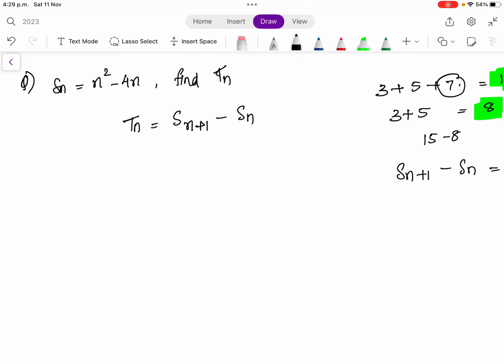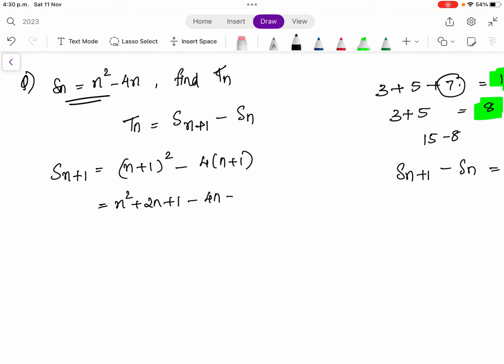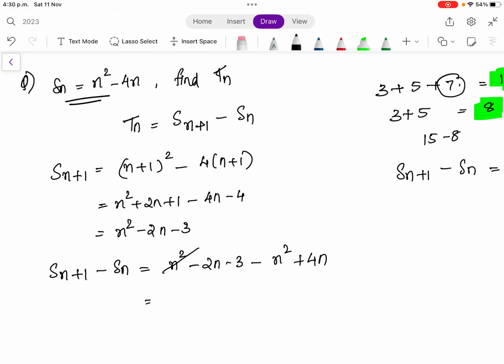So now you have Sn is equal to n square minus 4n. So Sn plus 1 will be equal to n plus 1 the whole square minus 4 into n plus 1. So let me just simplify it. n square plus 2n plus 1 minus 4n minus 4, that is equal to n square minus 2n minus 3. So that is Sn plus 1, and Sn you have n square minus 4n. So Sn plus 1 minus Sn will be equal to n square minus 2n minus 3 minus n square plus 4n, that is equal to, this will get cancelled and it will be 2n minus 3.